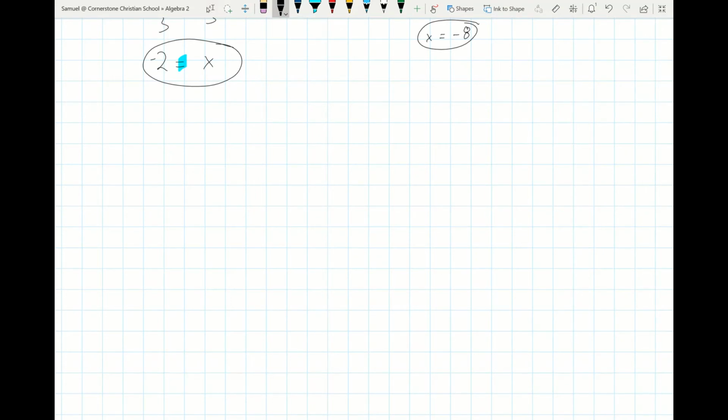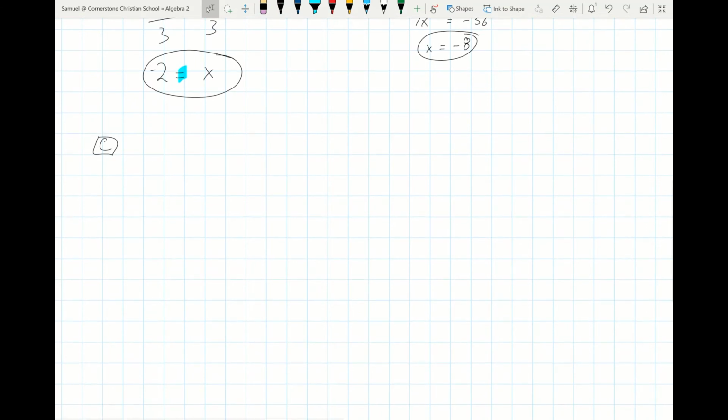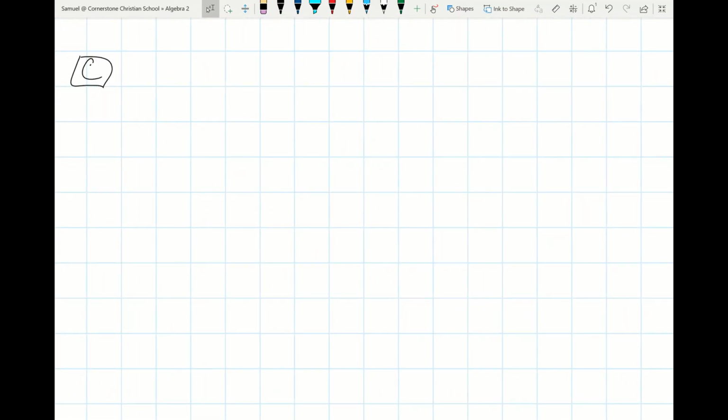Let's try another problem. We have here example C. 1 minus 8 over x minus 5 equals 3 over x. That's actually all, okay? And now we want to find the LCD, the least common denominator of everything, okay?